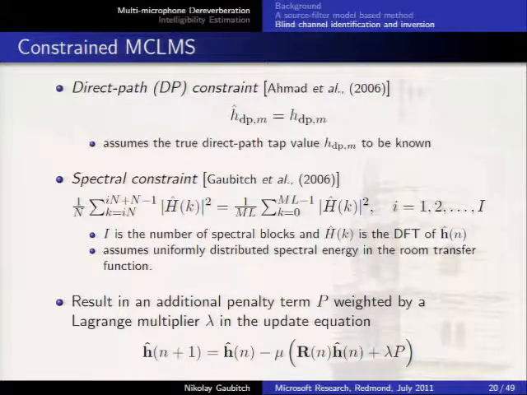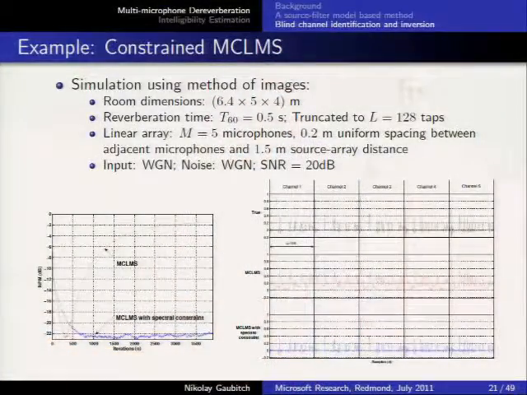Either way, the idea is that you add some extra information about what you're trying to estimate, and it can result in an extra penalty term in your adaptation algorithm to try and control this. It looks pretty much the same whichever constraint you take. You have this behavior without the constraint, and if you do have the constraint, it stops where it should, although it slows it down a little bit.